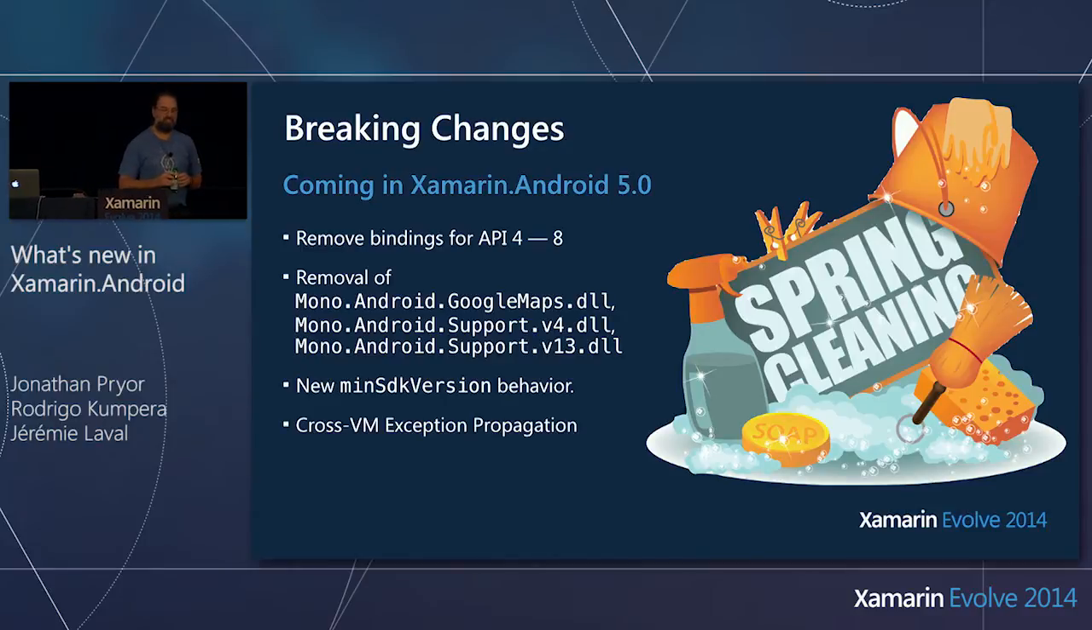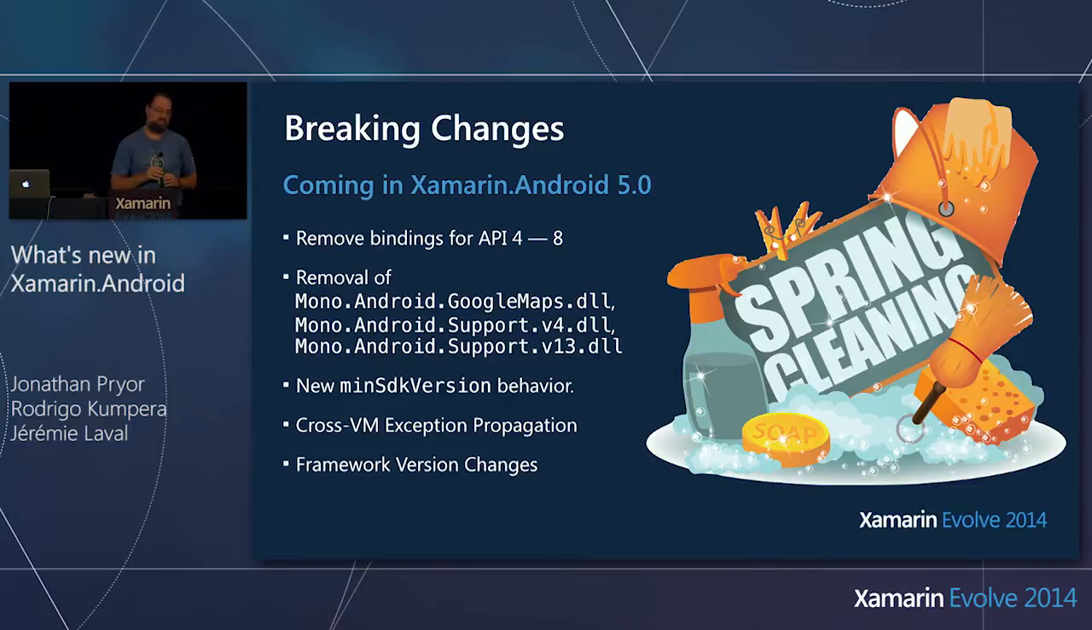We are fixing cross-virtual machine exception propagation. Has anybody ever tried to throw an exception from C# and do something with Java on the caller's call stack? No? Good. Because it's bad. Yeah, we'll cover that in a bit.